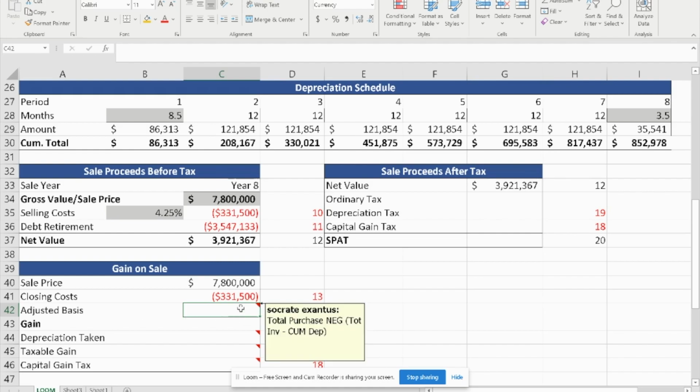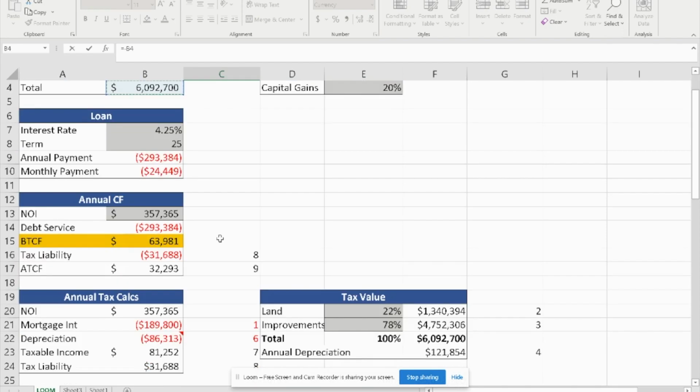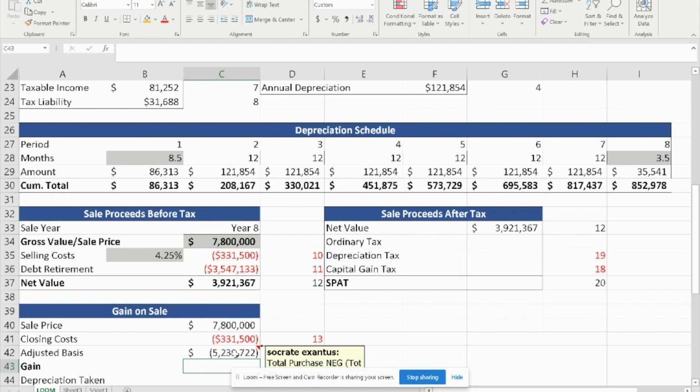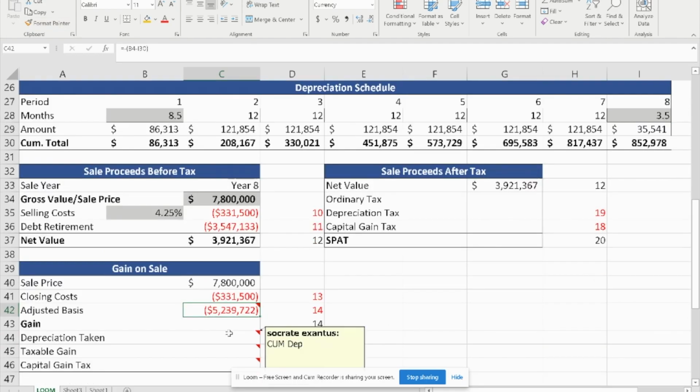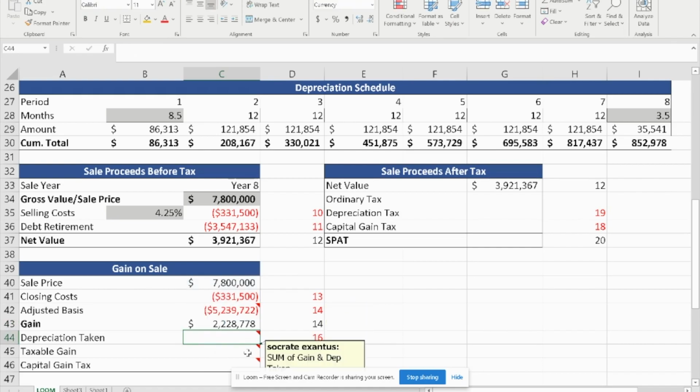The adjusted basis is the negative of the initial investment, which is the $6,092,000, minus the year 8 cumulative depreciation. You should have negative $5 million, and I like to keep them consistent, so negative $5.2 million to be more specific. And so the gain is the sum of the sale price, the closing cost, and the adjusted basis. The gain should be 2.2 million.